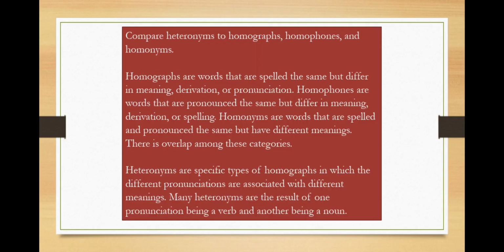And right now, let's compare heteronyms, homographs, homophones, and homonyms. Homographs are words that are spelled the same but differ in meaning, derivation, or pronunciation. Homophones are words that are pronounced the same but differ in meaning, derivation, or spelling. Homonyms are words that are spelled and pronounced the same but have different meanings. There is overlap among these categories. Heteronyms are specific types of homographs in which the different pronunciations are associated with different meanings. Many heteronyms are the result of one pronunciation being a verb and another being a noun.